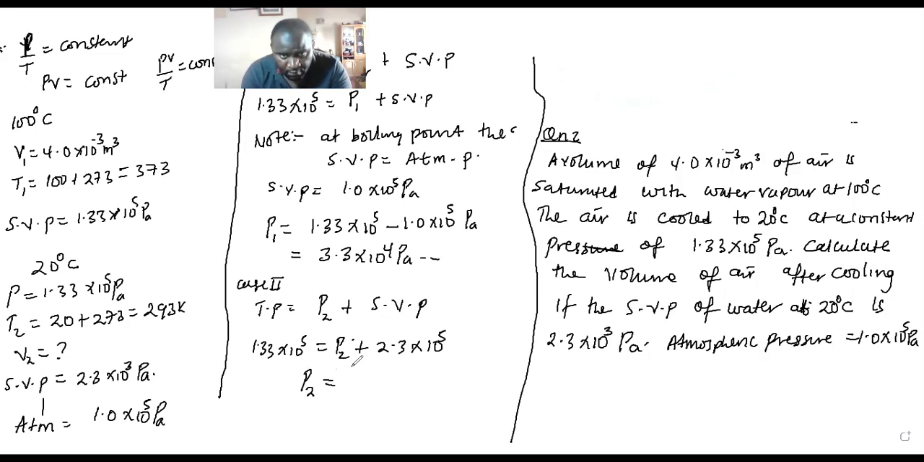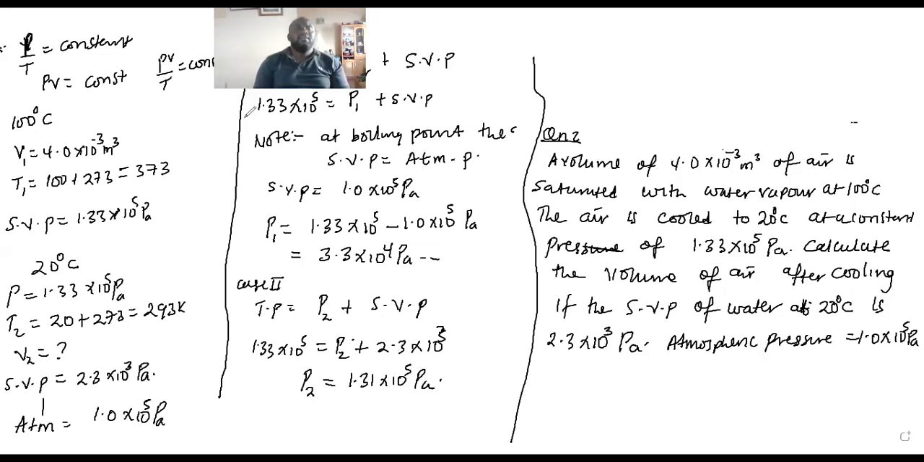Negative 9.7. Are you sure it's negative? 4. Yes, teacher. It's impossible. Hey, this is 2.3 exponent 3. Have you seen that? 2.3 exponent 3. 1.31 exponent 5 pascals.